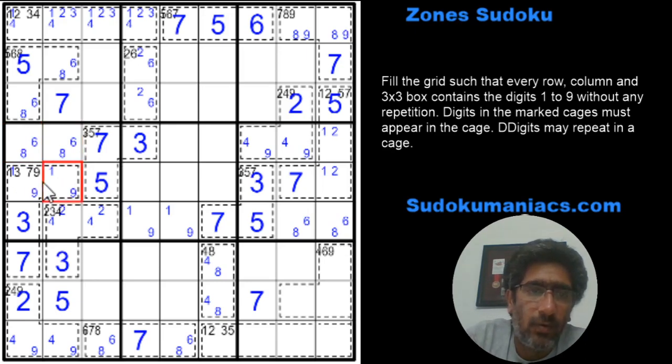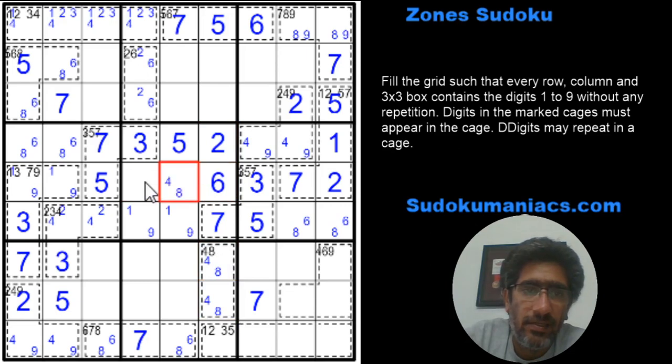Now for row 6, the 1 is locked in the first cage, right? So we can eliminate the 1 from here. So we get the 1s and the 2s. And that has to be a 5 and a 2 to complete row 4. And the missing digits are 4, 6, and 8. So we have a 4 and 8 here. So this is a 6, 4, and 8.